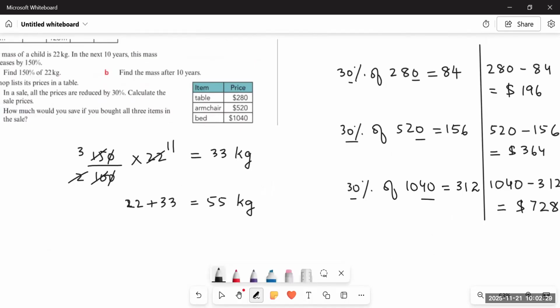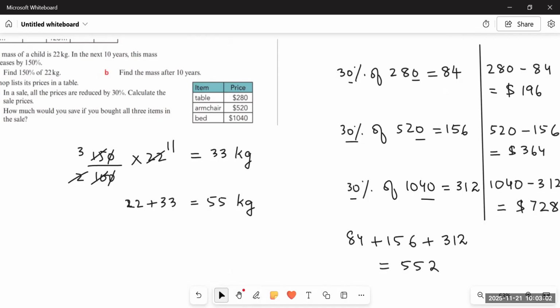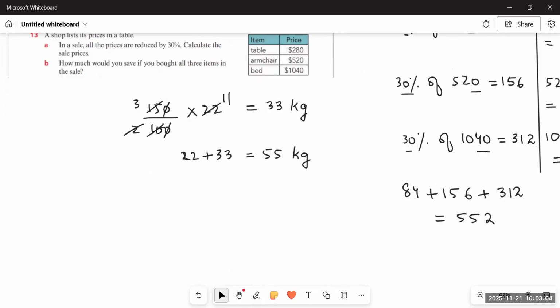That is 84 plus 156 plus 312. If you buy these three items in the sale instead of buying them at their original price, you will have the opportunity of availing these reductions, these discounts. So the amount that you can save if you buy all three items would be the total of these three discounts, that is $552. So the answer to part B would be $552.